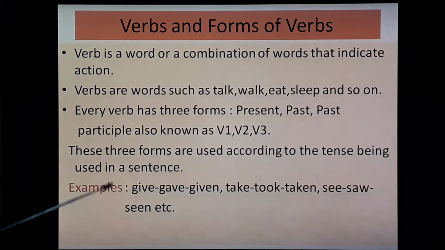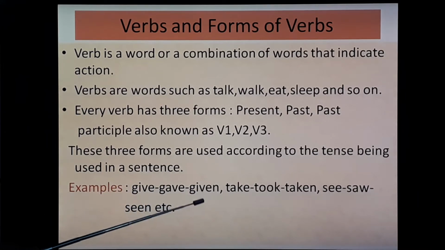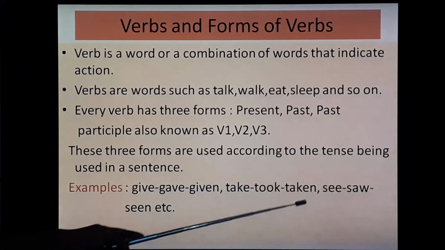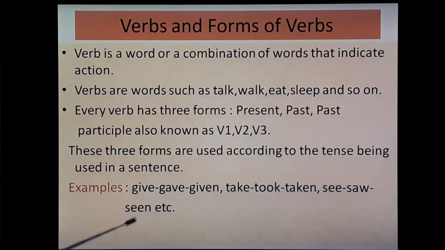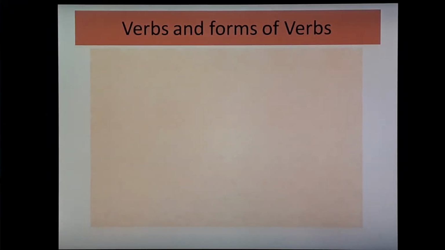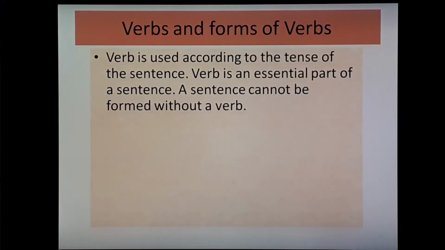For example, give, gave, given. It means give, that is base form, V1 form. Gave, V2 form, that is past tense. Given, V3 form, that is past participle. Same way, take, took, taken, see, saw, seen, and so on. Verb is used according to the tense of the sentence.